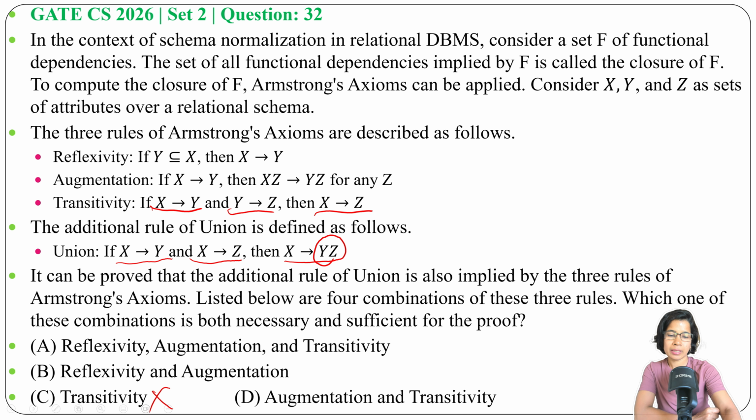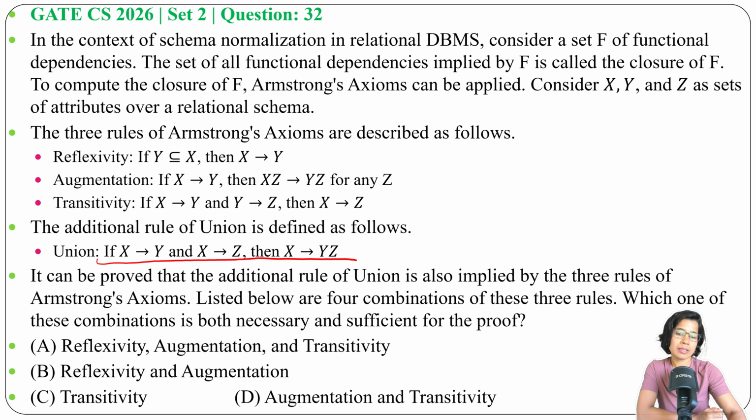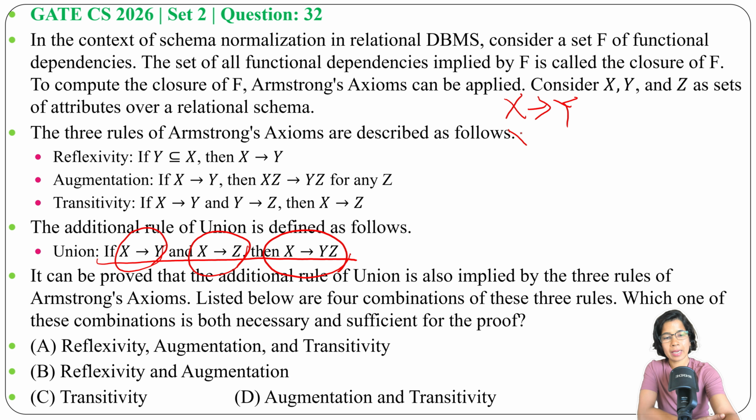Let's check option D, augmentation and transitivity. Can we obtain union from augmentation and transitivity? Now for union, X implies Y is given, X implies Z is given. Can we prove that X implies YZ by using augmentation and transitivity? So X implies Y, then X implies XY. Here we use the augmentation.